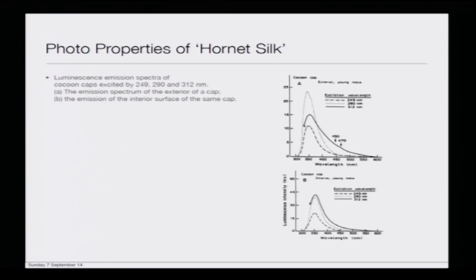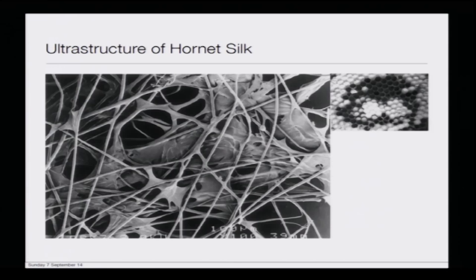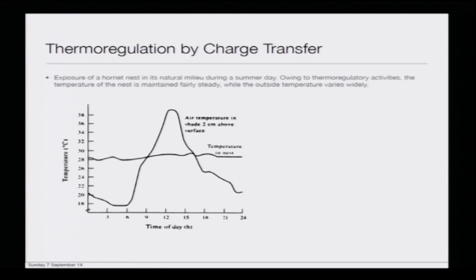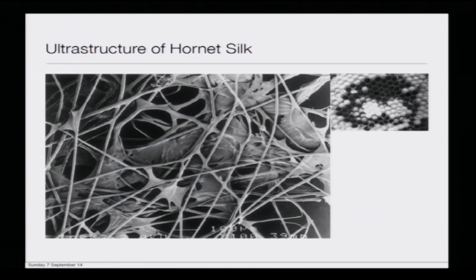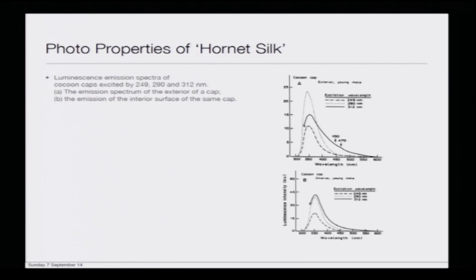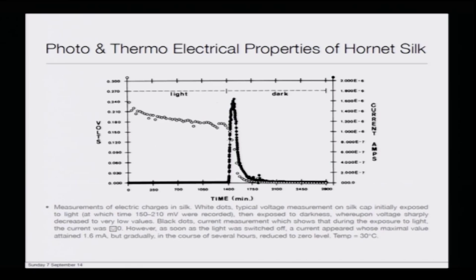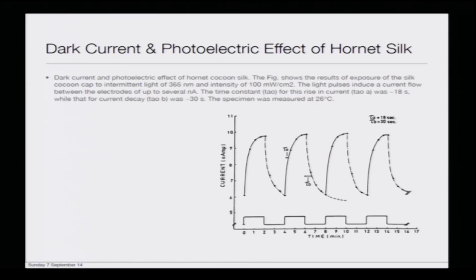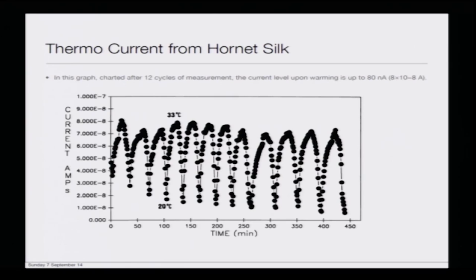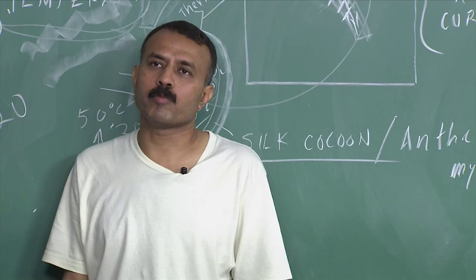So, to summarize, we started with the basic problem of thermoregulation, how thermoregulation is conducted, and we saw the ultrastructure of the Hornet cell. Then we talked about the photo properties of the Hornet cell, followed by the electrical properties. In the presence of light, the current is less, but in darkness, the current increases. In case of temperature, as you increase the temperature to a certain optimal value, the current goes up and then it falls down. So, there is an optimal range for this kind of material to function.